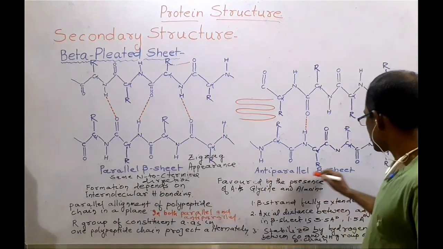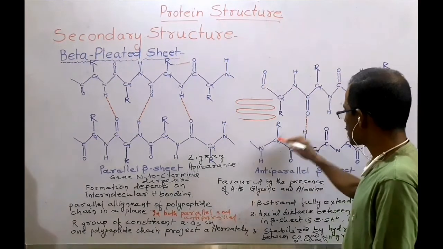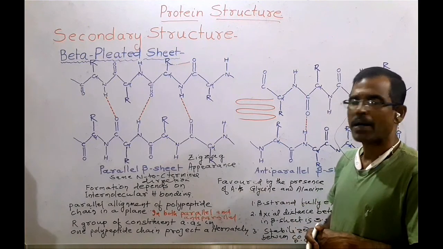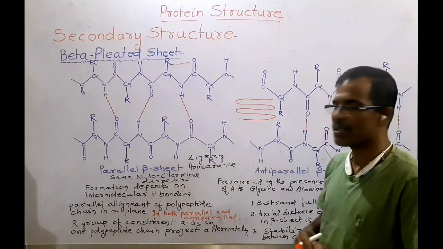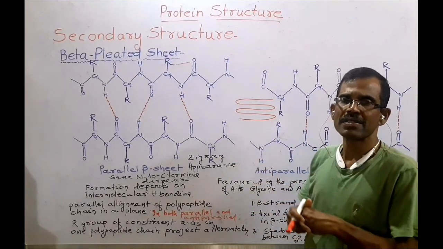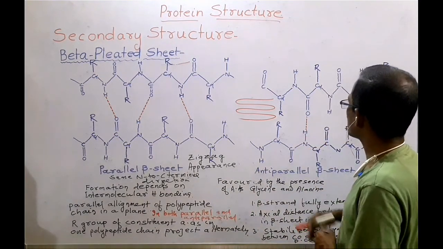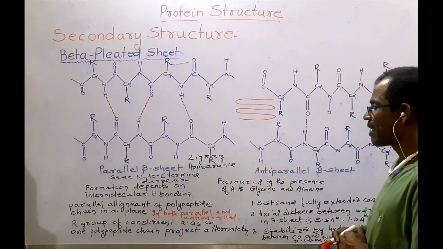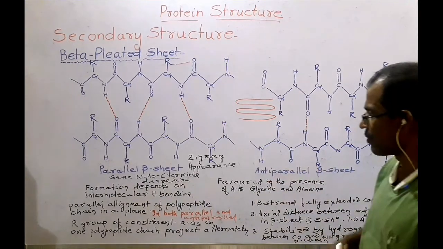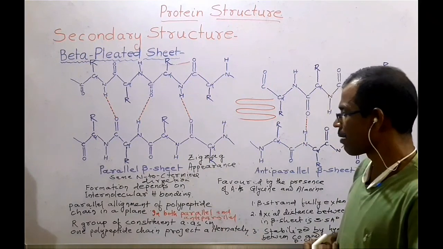But in case of anti-parallel beta-pleated sheet, the C terminus of these participating polypeptide chains are not on the same edge. But the C terminus of alternate polypeptide chains are on the same edge. That means in anti-parallel beta-pleated sheet, the participating polypeptide chains are arranged in opposite N to C terminus direction. This is the difference between parallel and anti-parallel beta-pleated sheet.